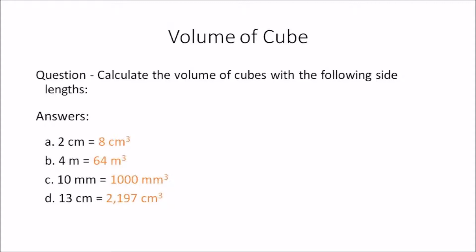Now the answers. So for A, with the side length of 2 centimeters, your answer should be 8 centimeters cubed. For B, 4 meters, your answer should be 64 meters cubed. For C, 10 millimeters, your answer should be 1000 millimeters cubed. And lastly D, 13 centimeters, your answer should be 2197 centimeters cubed.